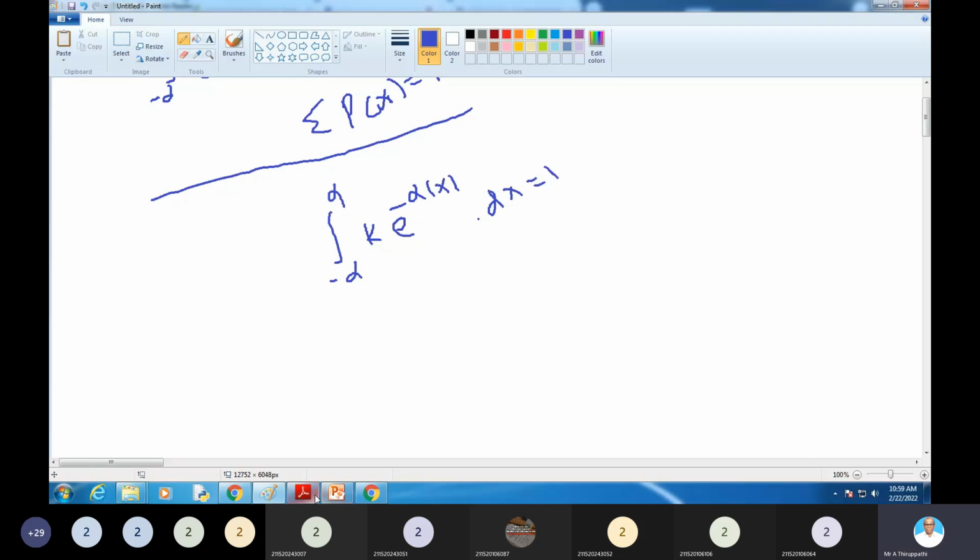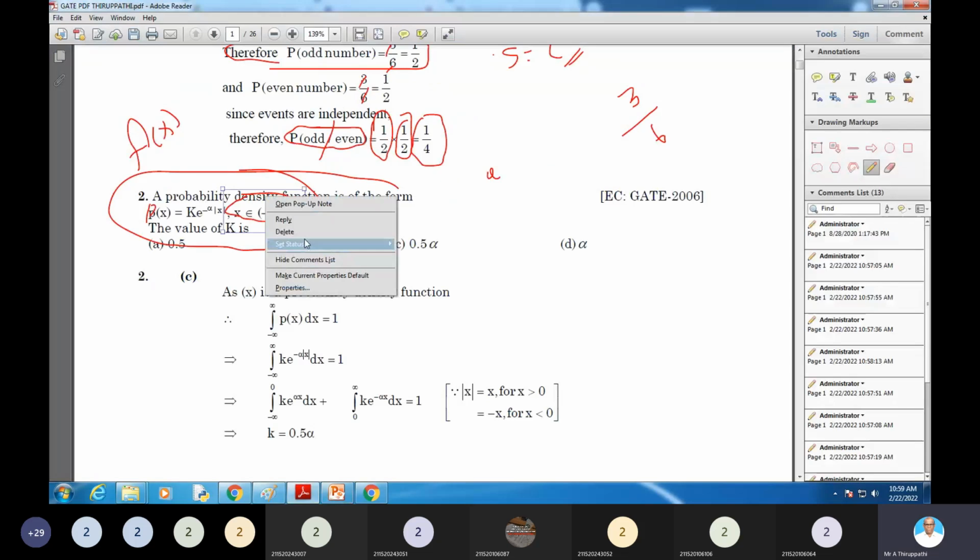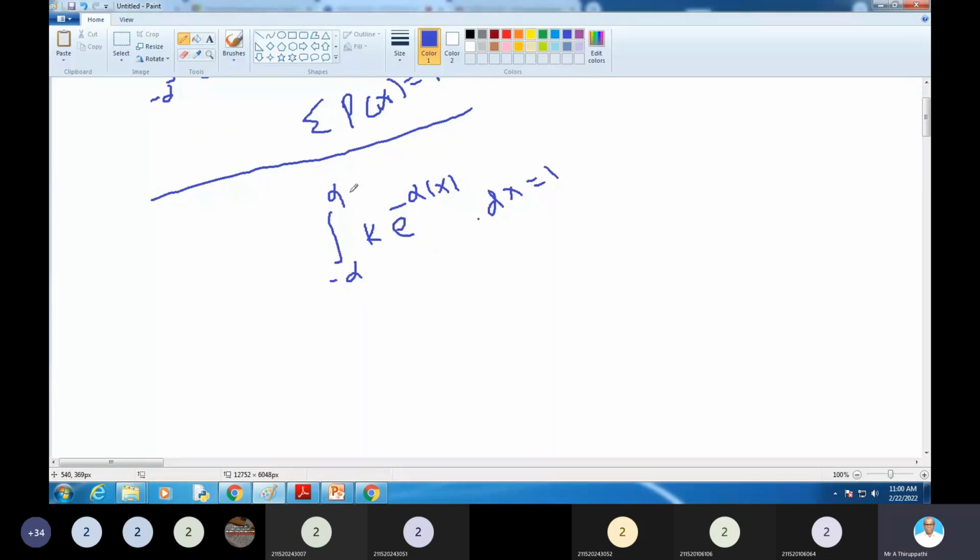Why? Read the question. A probability density function of the random variable is given, so it is a continuous case. Therefore, the integral from minus infinity to plus infinity of k e to the power minus alpha modulus of x dx. Here, the integration has two different methods. First we will discuss a simple method. Here x is an odd function, and modulus of x is an even function.